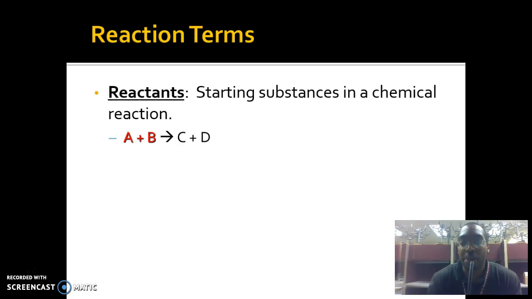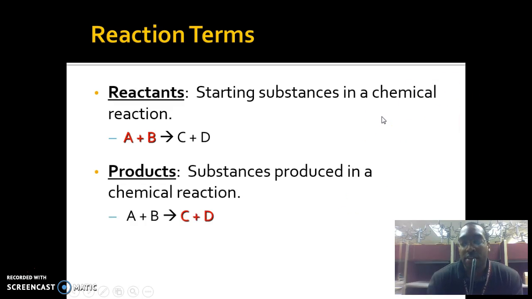Some terminology you want to know before we get started: we have a reactant. That's a starting substance in a chemical reaction. So for example, here it's A plus B. And then we have the products. These are the substances produced in the chemical reaction. In this instance it's C plus D.